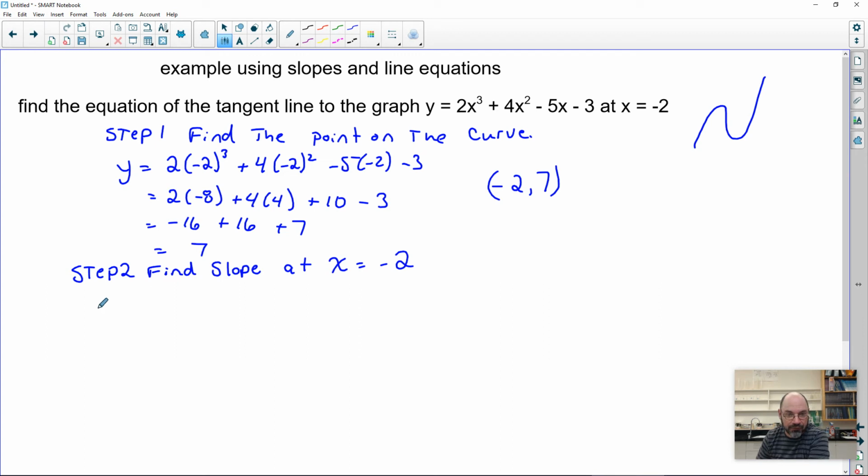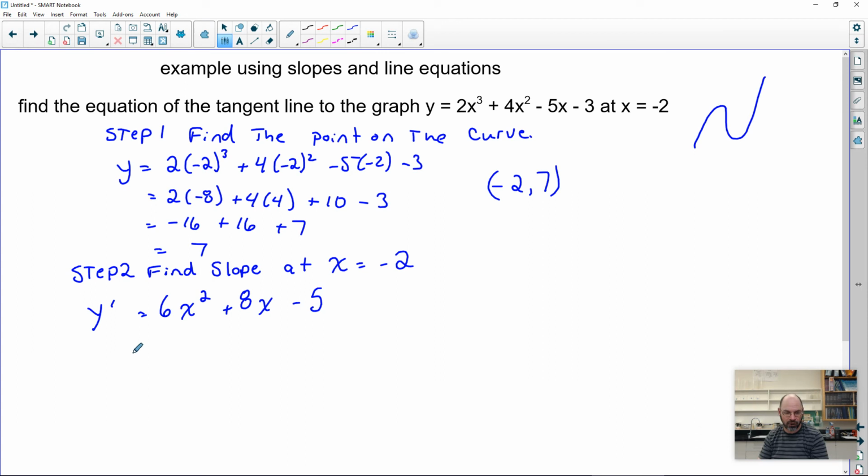Okay, so we do the derivative first. Y prime. Okay, so let's do the derivative. 3 times 2 is 6x. 3 minus 1 is 2. Okay, plus 2 times 4 is 8. 2 minus 1 is x to the 1. And minus 5. And that's derivative of negative 3 is 0.